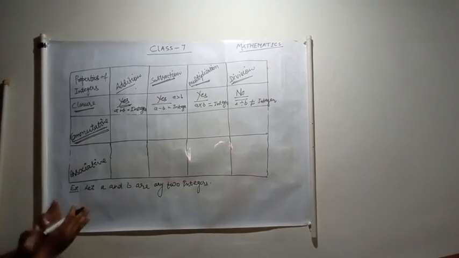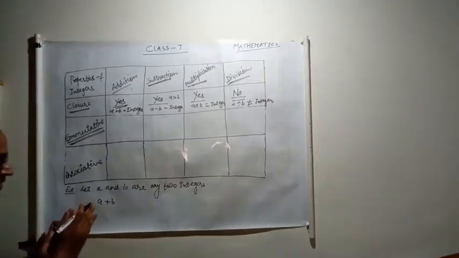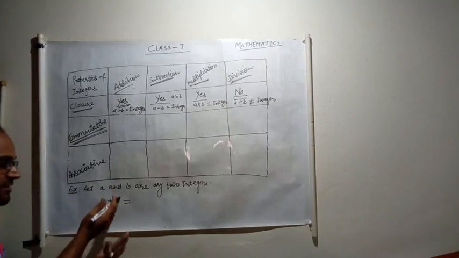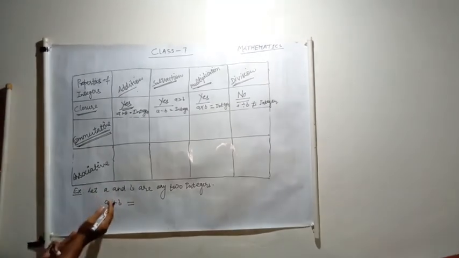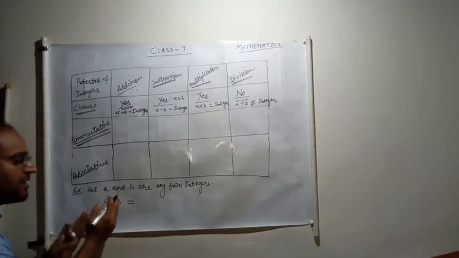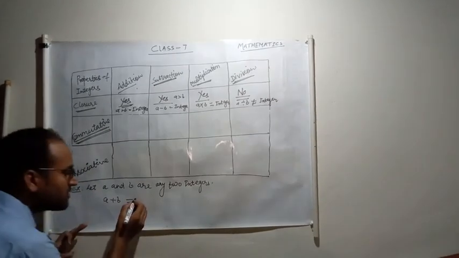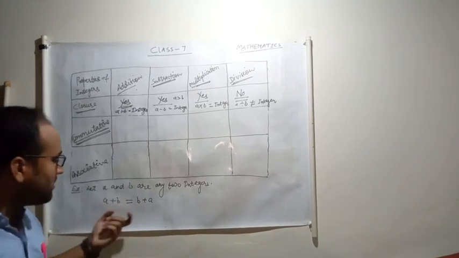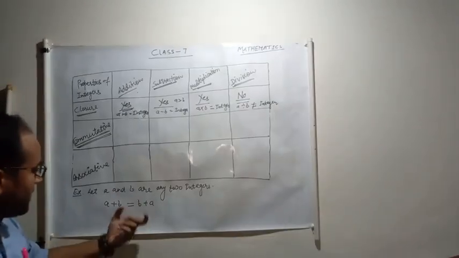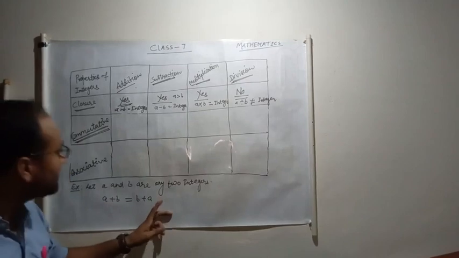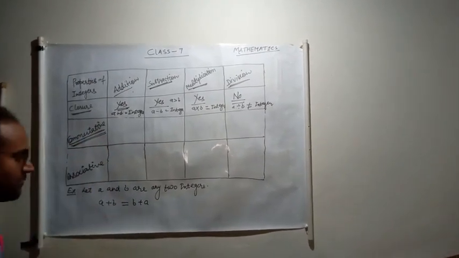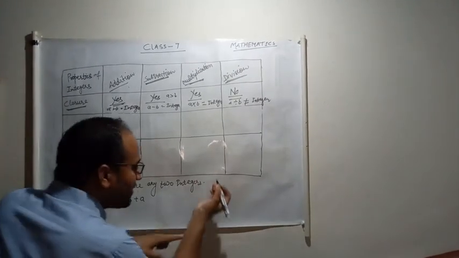Listen, from the commutative property, if we add A plus B, and interchange the order, in place of A we write B, in place of B we write A, students. So B plus A. So dear students, if A plus B is equal to B plus A, the left side is equal to the right side, then we can say that addition holds the commutative property. See that with an example. I have taken an example here.